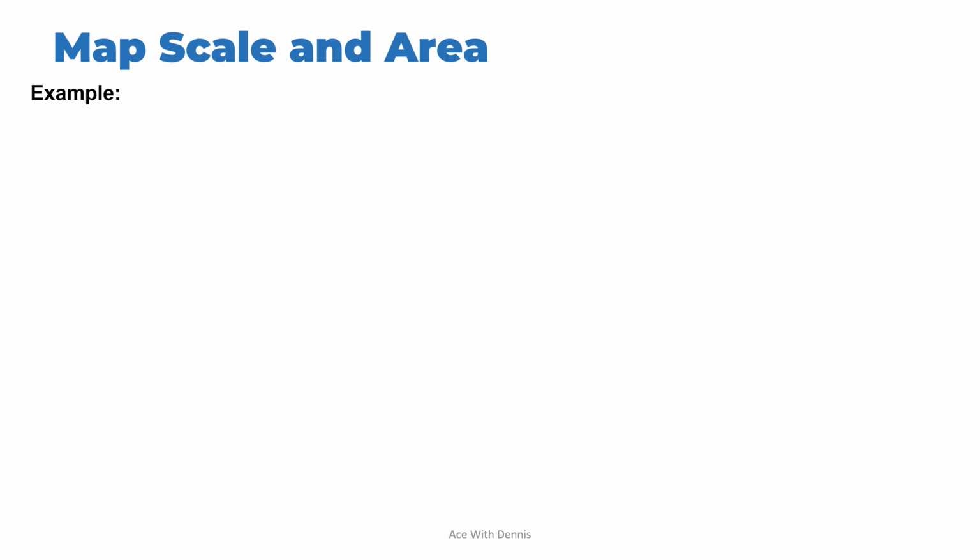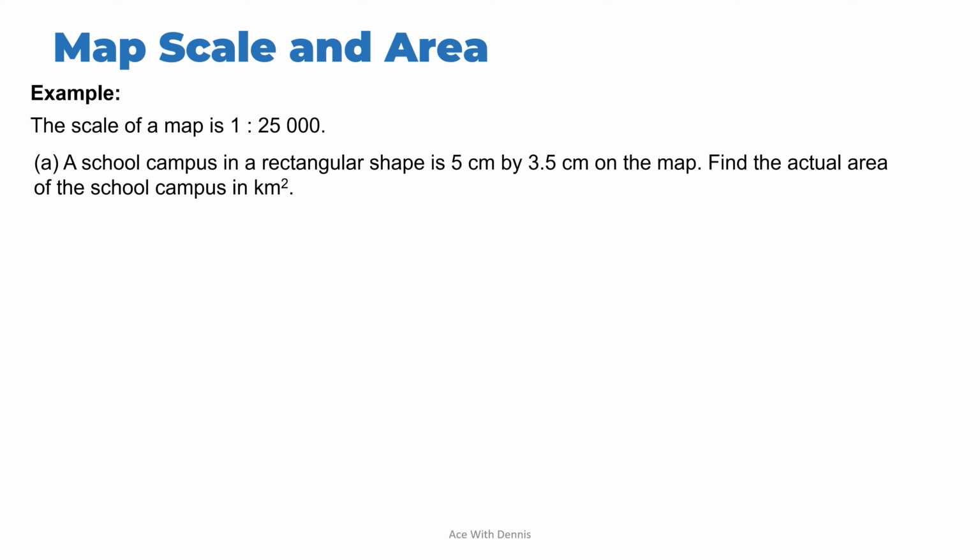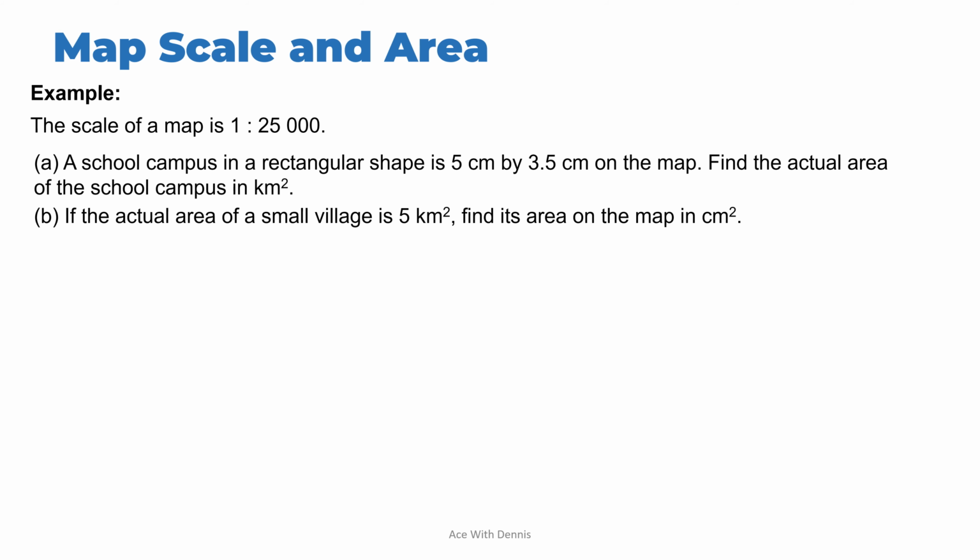Let's look at this example. The scale of a map is 1 to 25,000. A. A school campus in a rectangular shape is 5 centimeters by 3.5 centimeters on the map. Find the actual area of the school campus in kilometers square. B. If the actual area of a small village is 5 kilometers square, find its area on the map in centimeters square.